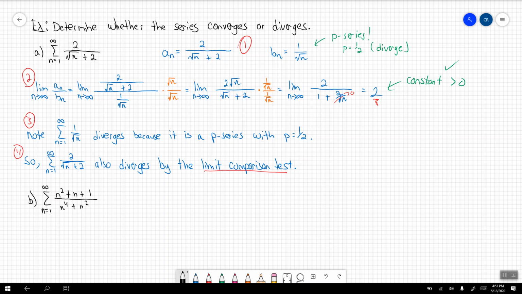All right, so I'm going to extract this as my a sub n function. All right, so here's my a sub n function. This is going to be n squared plus n plus 1, all divided by n to the 4th plus n squared. All right, great. So now that I have this, I need to find a b sub n.